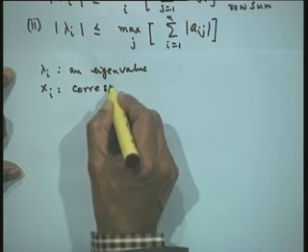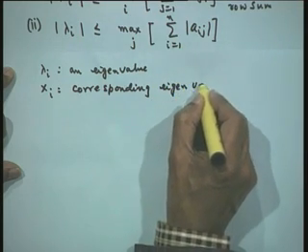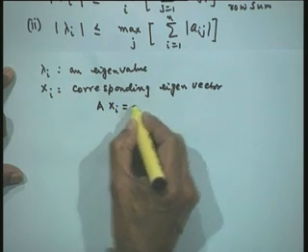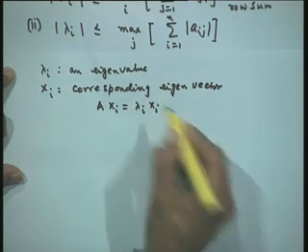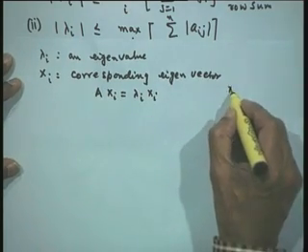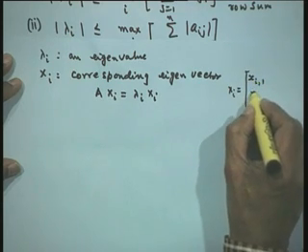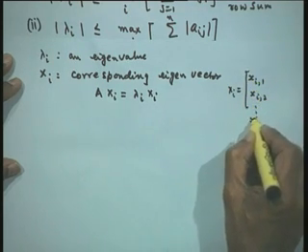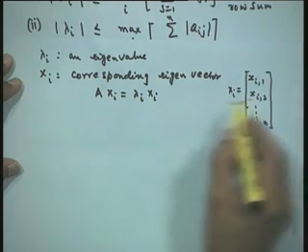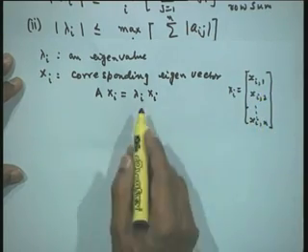This is the corresponding eigenvector. That means we are talking of A x_i = lambda_i x_i. Now, I need the components of x_i. So let us write down the components of the vector x_i as x_i1, x_i2, and so on up to x_in.